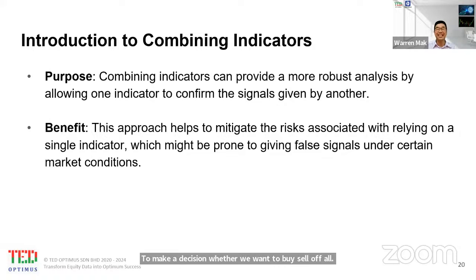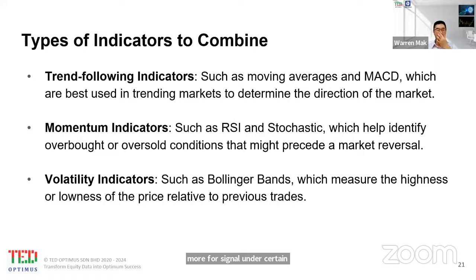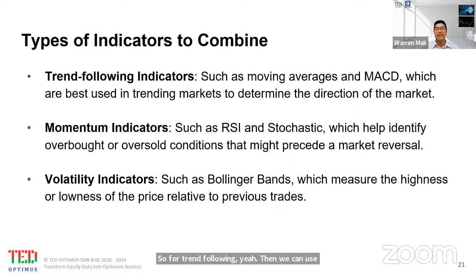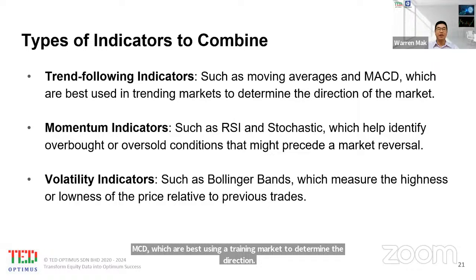This approach helps to mitigate the risk associated with relying on a single indicator, because a single indicator may give more false signals under certain market conditions, especially volatile ones. Of course, when we want to combine, we have to ask what type of indicator to combine. For trend following, we can use moving average and MACD, which are best used in a trending market to determine the direction. So these are the indicators that we can combine.